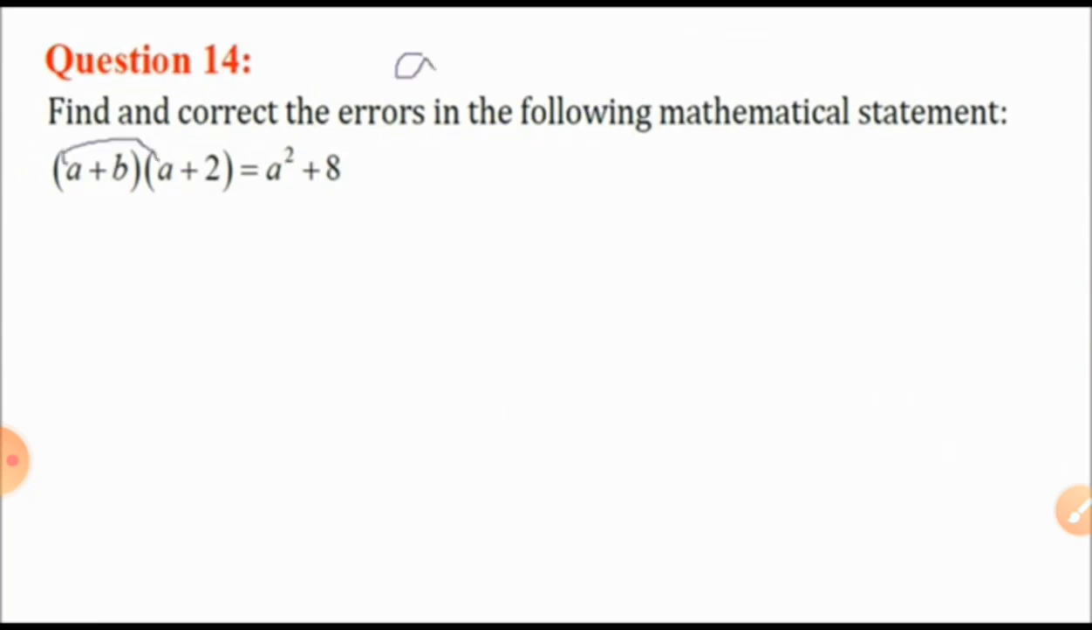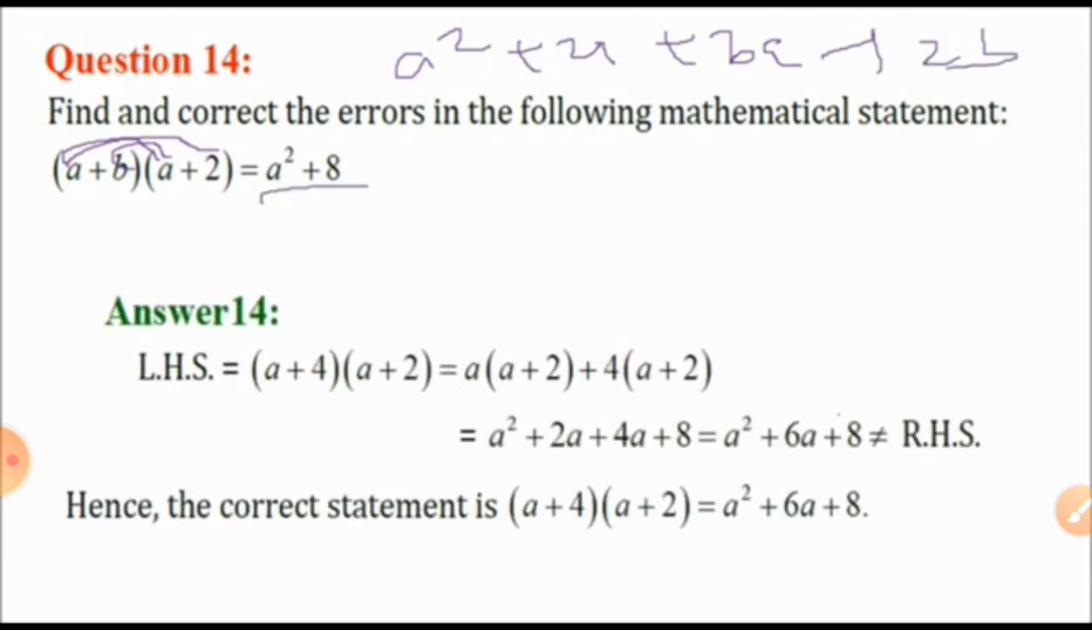Find and correct the statement: (a plus b)(a plus 2) is equal to a squared plus 8. Sorry, both of these have to be multiplied together. a has to multiply with a plus 2 and b has to multiply with a plus 2 also. The final answer is a squared plus 6a plus 8. 6a is missing.